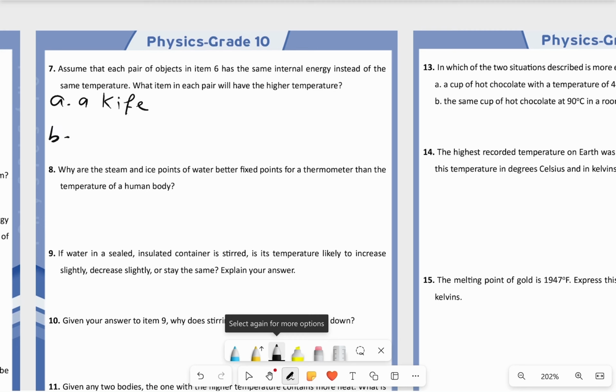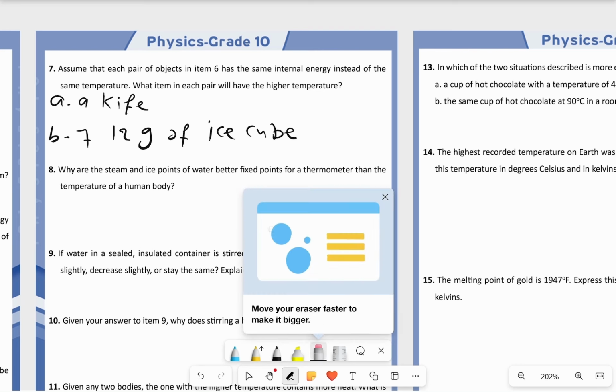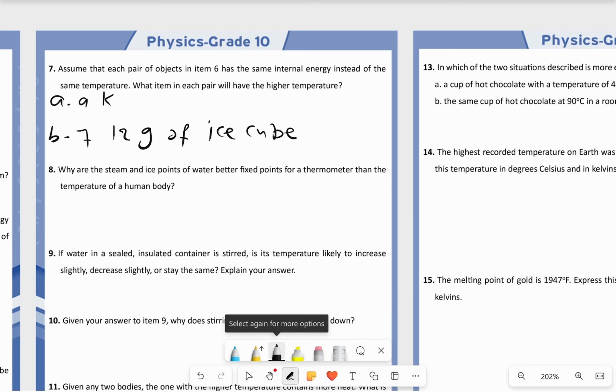For B, if they have the same internal energy instead of the same temperature, which one will have the higher temperature? The seven 12-gram ice cubes. It's basically saying, imagine it like this. If we give the same heat to a knife and a griddle, because the knife is smaller, of course the temperature of the knife is going to increase faster than the hot griddle. So the one with the smaller mass will reach a higher temperature.